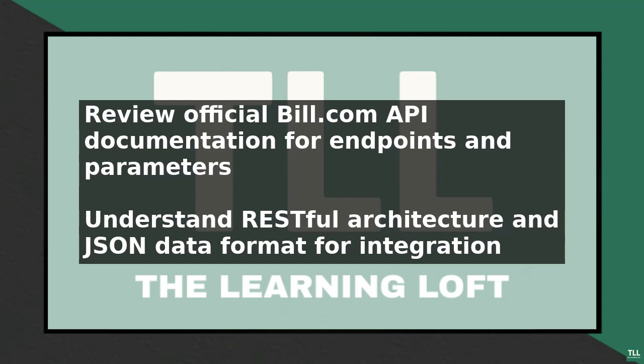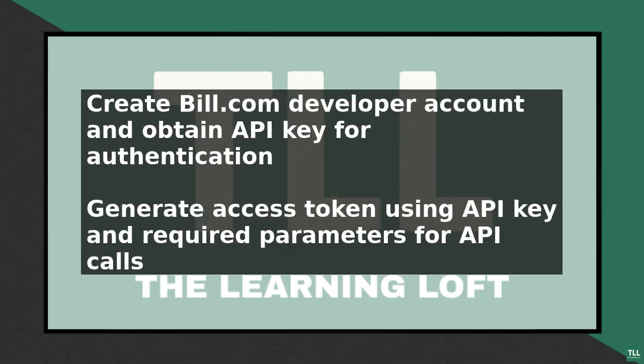First, create a Bill.com developer account and obtain an API key, which is required for authentication. The API key is used to generate an access token, which is then used to make API calls. You can generate the access token by sending a POST request to the authentication endpoint with your API key and other required parameters.